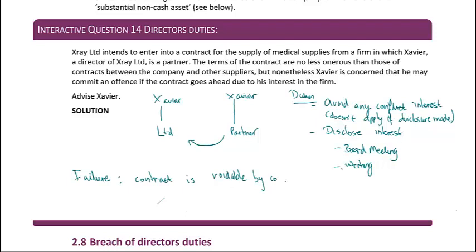If he thinks it's likely that there could be other transactions with his partnership, he could make what we call a general disclosure. And in that general disclosure, he will disclose that he is a partner in the partnership and that therefore he will be interested in any future transactions with that partnership. And that way he could be protected in the future. If he fails to do this, then the contract with the partnership will be voidable. It means the company can set it aside, and it also means that he could be liable to indemnify the company for any loss. I'm going to look at the consequences of a breach of director's duties in a second.